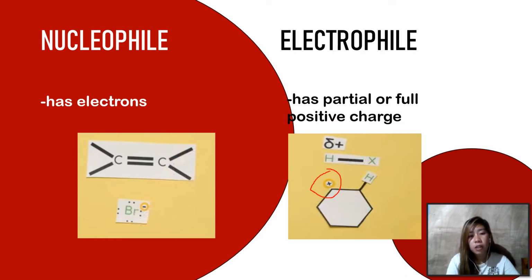So if we connect these two terms or these two diagrams, we can see that the bromine here is negatively charged, which can connect to the carbon atom here that has positive charge. So we can conclude that the process always starts with a nucleophile that donates an electron to an electrophile.